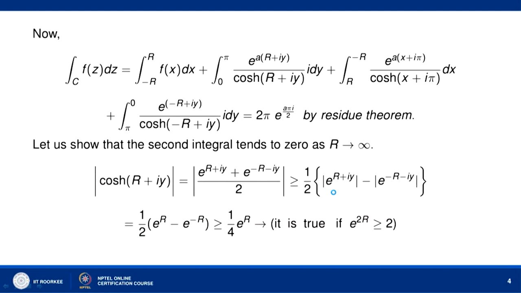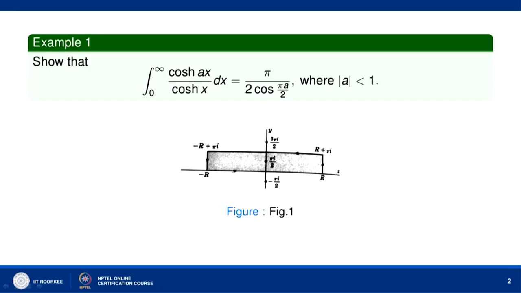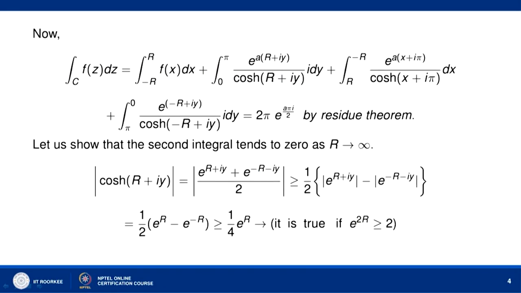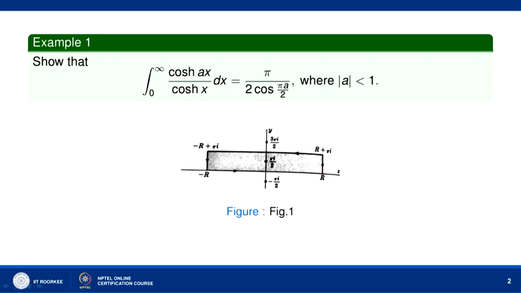Now, we write the integral around the contour C. So the integral around the contour C is the integral from minus r to r along the real axis, that means we replace z by x, and we get this integral over minus r to r of f(x) dx. Now, going from r to r plus πi, x is constant. So z will be equal to r plus iy. Any point z you take on this segment r to r plus iπ, z will be r plus iy, where y varies from 0 to π.